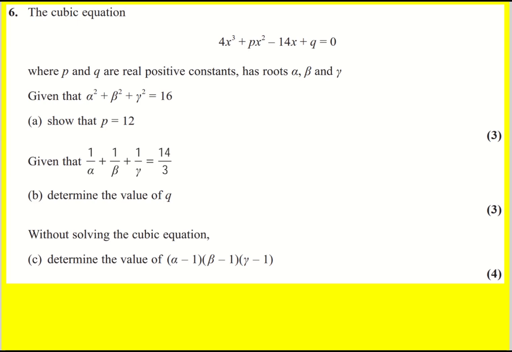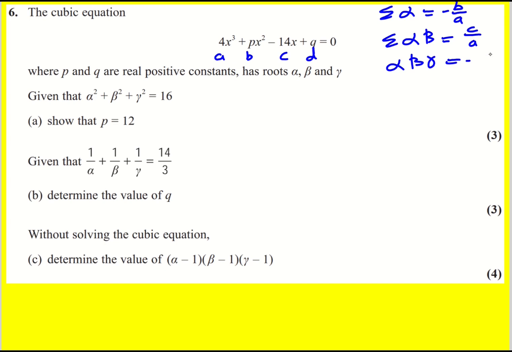We're dealing with roots of polynomials here. So the first thing I'm going to write down is that the sum of my roots is equal to minus b over a. I've got a, b, c, and d here. The sum of the pairs is then c over a, and the sum of the triples, in which case is just a triple, is minus d over a.